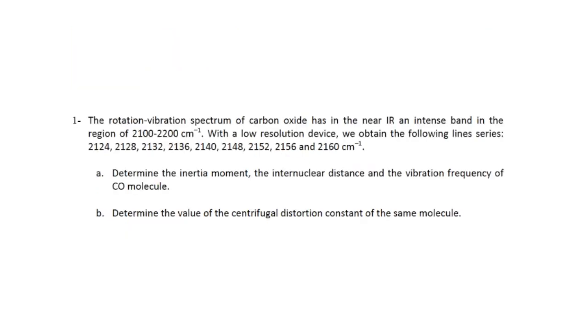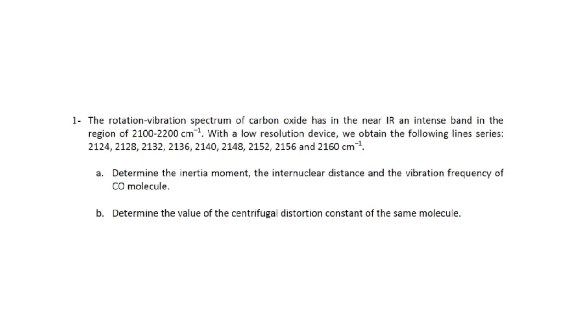So let's start with exercise 1, which says that the vibration-rotation spectrum of carbon oxide has, in the near infrared, an intense band in the region between 2100 and 2200 centimeters minus 1. With a low resolution device, we obtain the following lines. So you are given the line series obtained for absorption. Well, it's not written absorption, but basically we work in absorption by default unless it says differently.